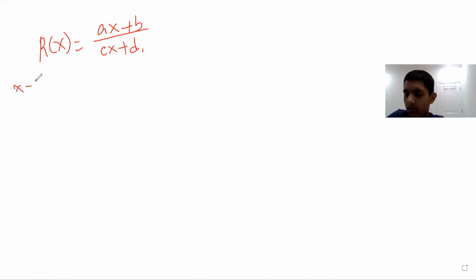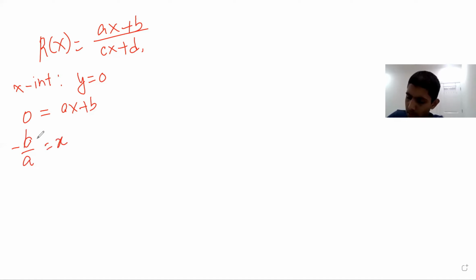To calculate the x-intercept, we know y equals 0. So substituting 0 here, we will get what? We get ax plus b equals 0, right? The numerator should be 0. So that means minus b over a is the value of x, right? So that is the x-intercept.